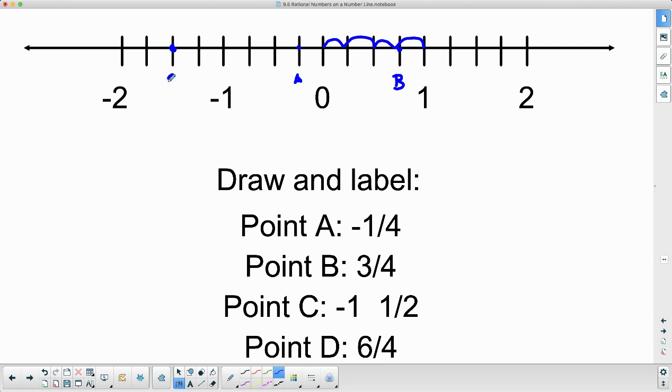So here's C. Make sure when it has a whole number in front that we include that. So don't just do the half. Make sure you go 1.5. Then it wants us to put point D at 6/4. Well, I know 4 can go into 6 one time, and I'm left with 2 out of 4. So all the way to 1 and 2 more. And that was point D. Another way I can think of that is just starting from 0 and counting over 1, 2, 3, 4, 5, 6 places.